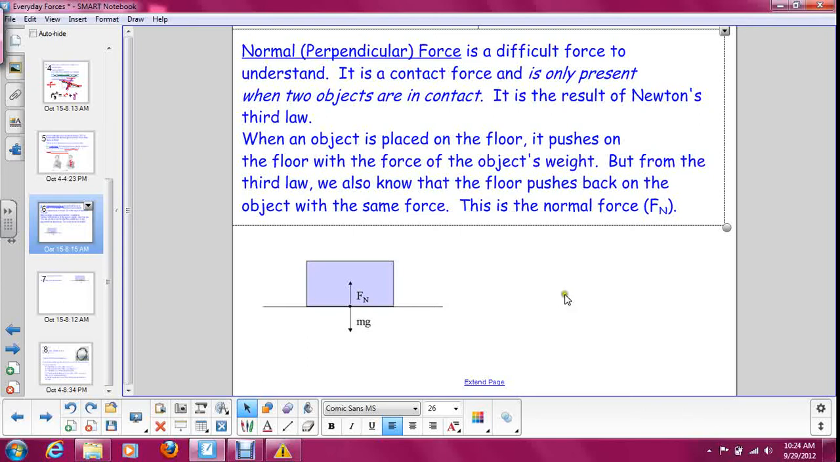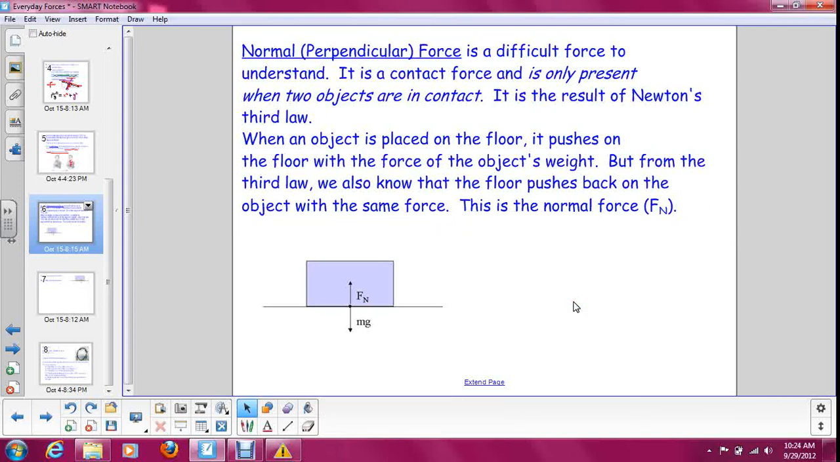So the normal force is a difficult force to understand. It seems really strange that an inanimate object would be pushing on something else. But it happens. It's true. It's pretty much always there. The only time it's not there is when something is not resting on a surface.